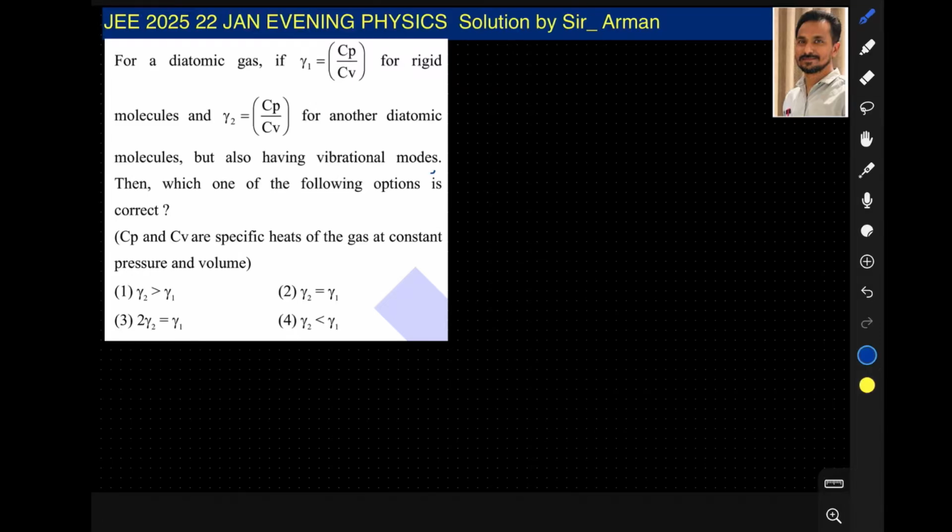For a diatomic gas, if gamma 1 equals Cp by Cv for rigid molecules and gamma 2 equals Cp by Cv for another diatomic molecule but also having vibrational mode, then which of the following options is correct? See, gamma is given by 1 plus 2 by F.